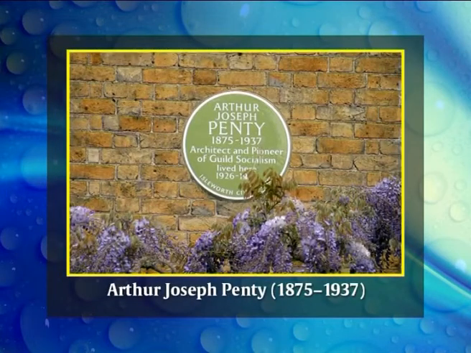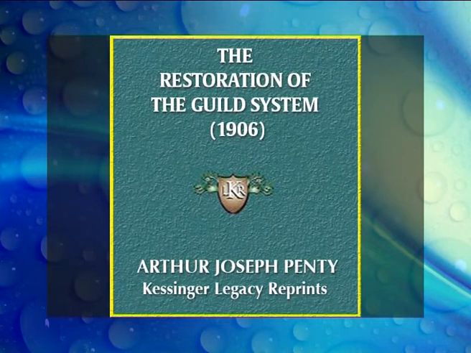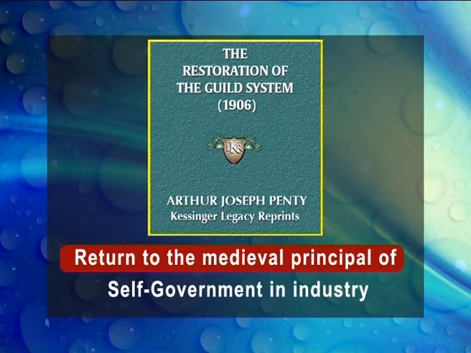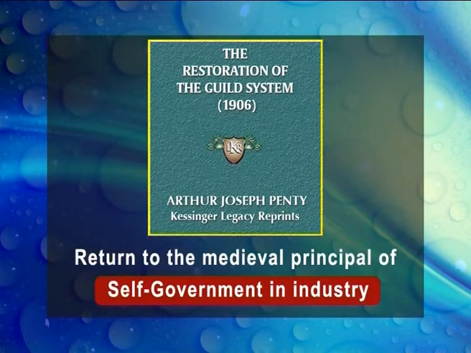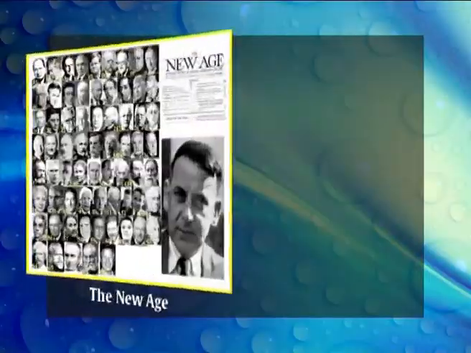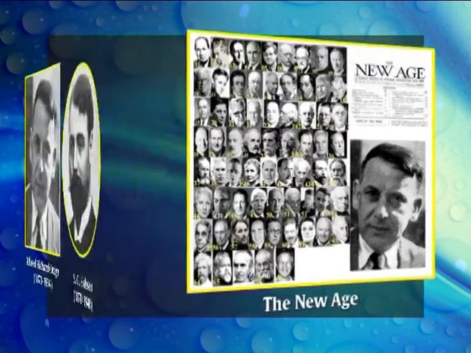It's in this context that Penty's book Restoration of the Guild System, published in 1906, holds an important position on the subject. In this particular book, Penty advocated a return to the medieval principle of self-government in industry, whereby a craftsman who was a member of an autonomous guild owned the instrument with which he worked and determined the nature and extent of his production.